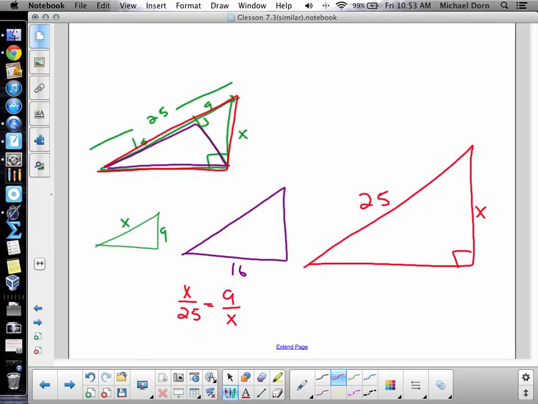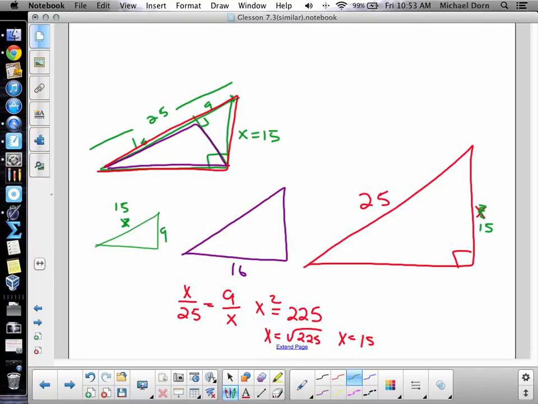When I solve that proportion, I get x squared equals, and I have to go 9 times 25, which is 225. But I know how to solve that. X squared is 225. I just take the square root of both sides. So x is the square root of 225. So x is 15. So now I've learned that that x is 15. So now we have 15 and 15.